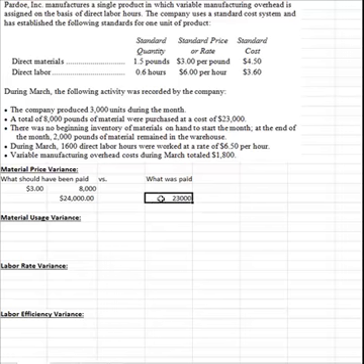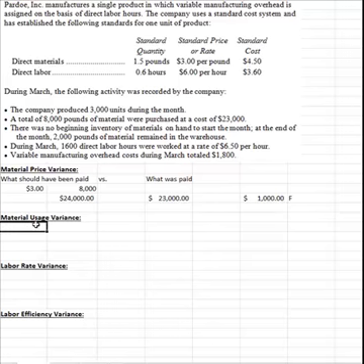All right, so we paid 1,000 less than standard. So our material price variance is 1,000, and was it favorable or unfavorable? You compare what you paid to what you should have paid. What you paid was less, so that's favorable.